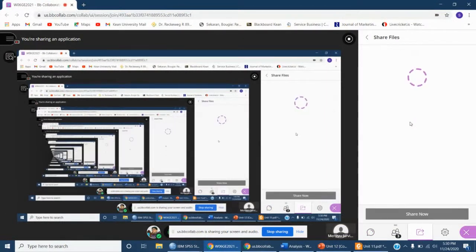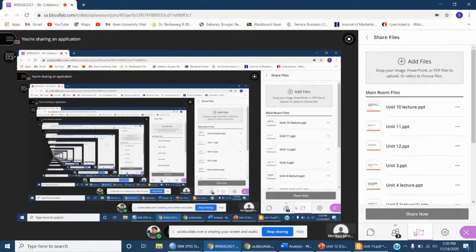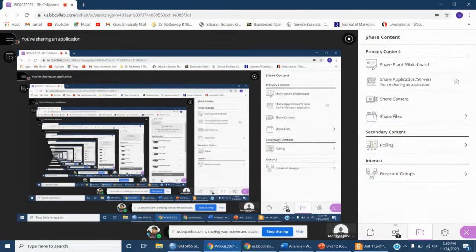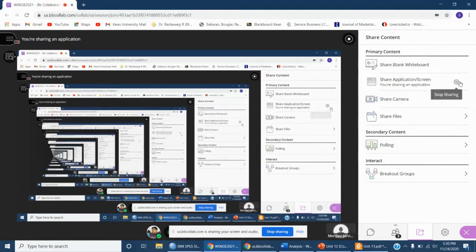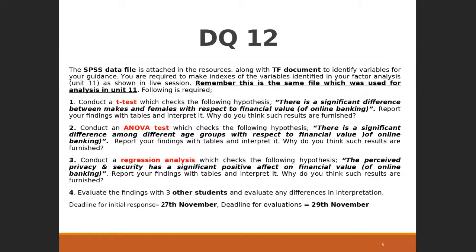Now let me discuss with you this week's DQ activity. This week's DQ activity is very important for you. Okay, let me load this file. Okay, so this is this week's DQ activity. It is being shown in your slide as well. So this week, this DQ activity is very important.